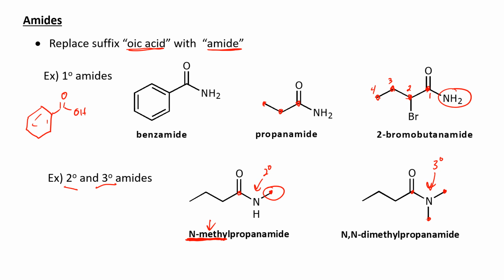And if it was a carboxylic acid, it would be 1, 2, 3, 4. Oh, that should be butanoic, typo, so that would be butanamide. So it's an N-methylbutanamide. 1, 2, 3, 4, same typo here, that should be butanoic. Because we have two methyls, N,N-dimethylbutanamide.